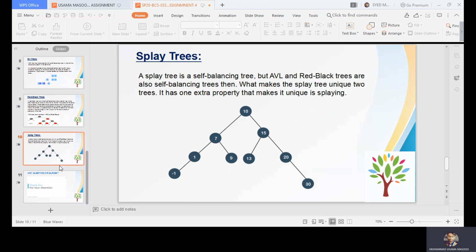Hope you have understood the different types of trees that are used in data structures and algorithms, and you have also understood the time complexities of these trees and the major advantages and disadvantages of the trees.